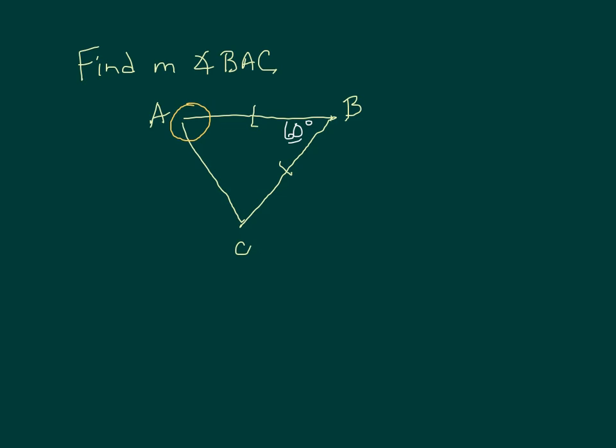We know that the three angles must add to 180 degrees. And since we also know that we have two congruent legs, then this angle, I'll call it 1, and this angle, I'll call it 2, they have to be equal. So if I don't know what they are, I'm going to say that the measure of angle 1 plus the measure of angle 2 plus 60 must add to 180.